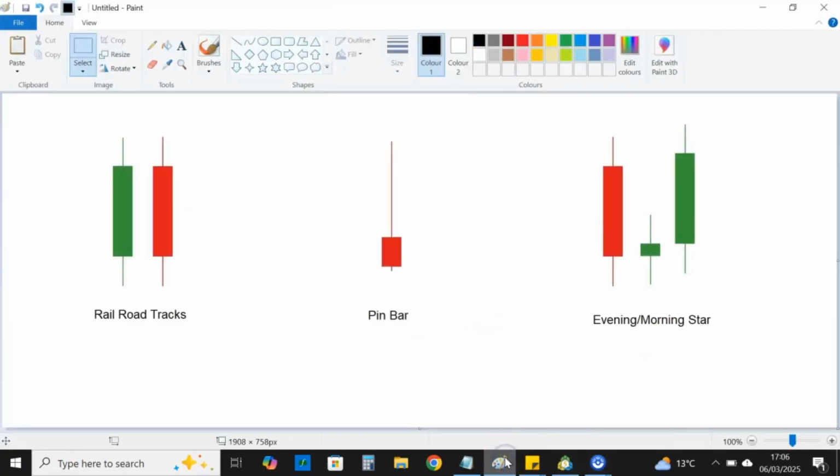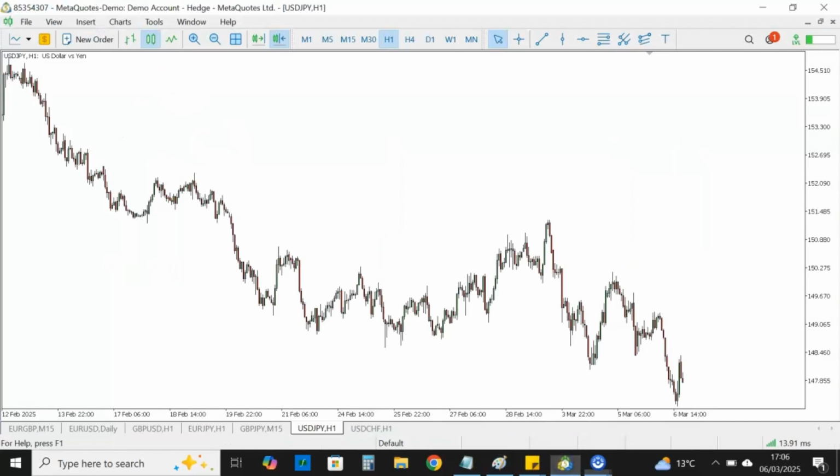So those are 3 of the best candlestick patterns for spotting these market reversals, and as you've seen, they work well when combined with other things like key levels or Fibonacci retracements.